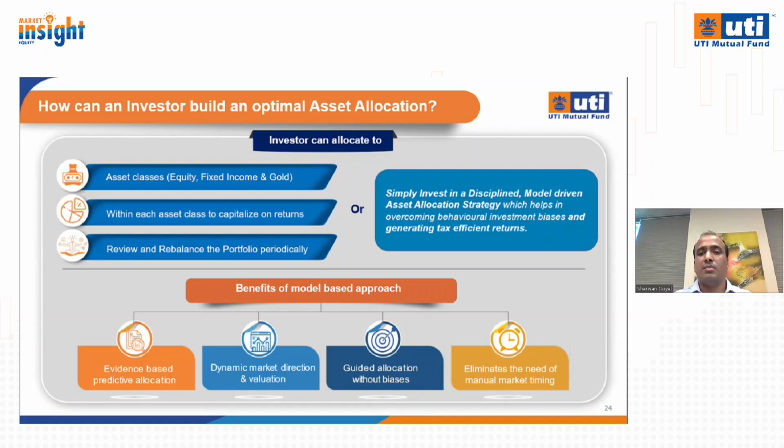So whenever equity as an asset class is trading at attractive valuation, at that point in time the model has generally signaled an increase in equity allocation, and whenever the market is trading at expensive valuation, the model has signaled a reduction in equity weight. So it's an evidence-based way of investing in different asset classes rather than getting influenced by emotional biases.